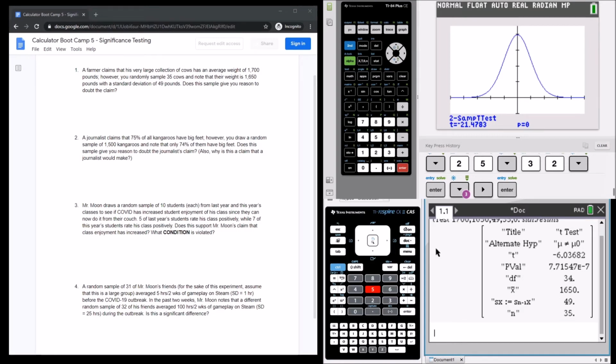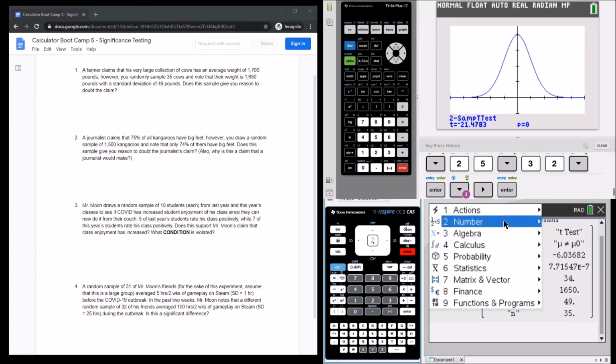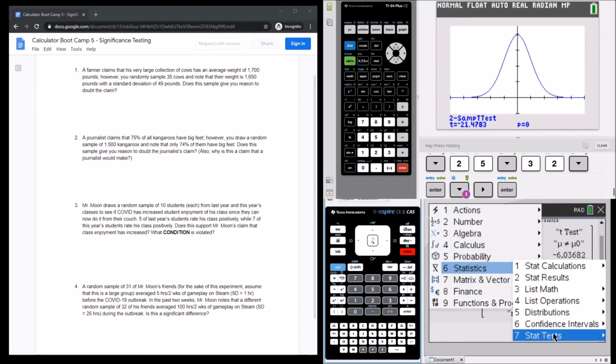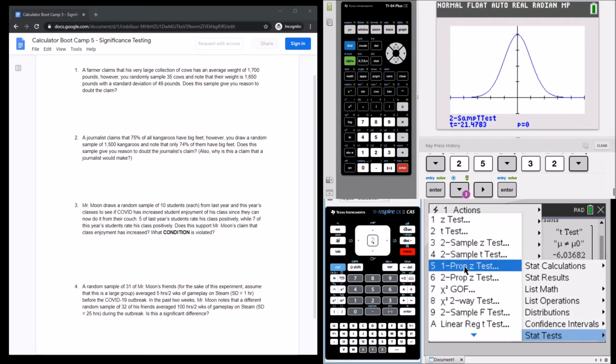Okay, in number 2, a journalist claims that 75% of all kangaroos have big feet. However, we draw a random sample of 1,500 kangaroos and note that only 74% of them have big feet. We're asked whether this sample gives us reason to doubt the journalist's claim. Well, I see proportions, so this is a z-test. Okay, we're going again to statistics, stat tests. This time we're going to go to a one-prop z-test.